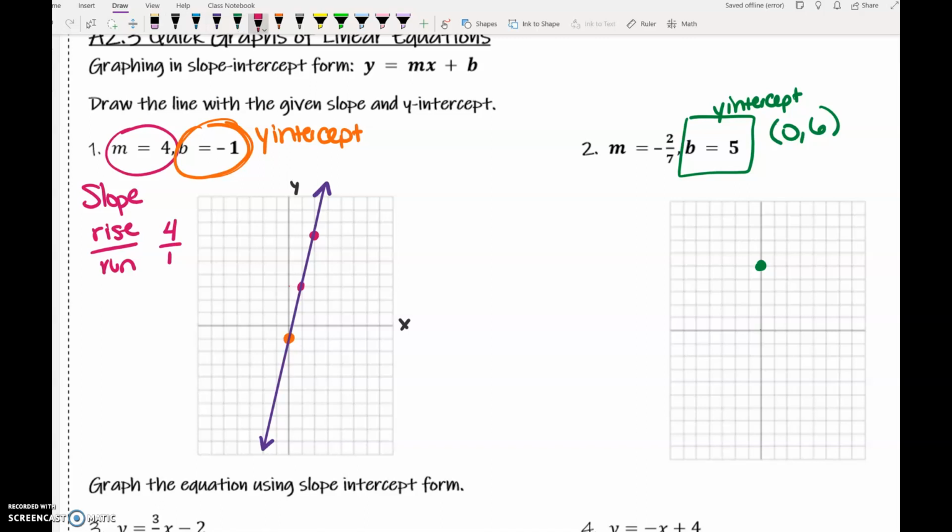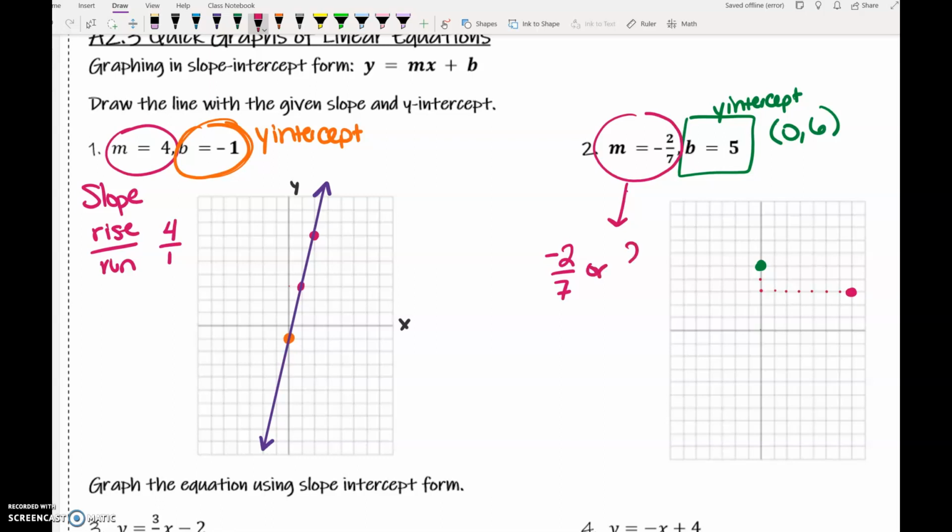Then our slope is -2/7. Now remember, -2/7 is the same as -2 over 7. It's also the same as +2 over -7. So there's 2 ways to do negative slope. You can move down 2. Moving down uses the negative, so then you'd move right 7. 5, 6, 7.